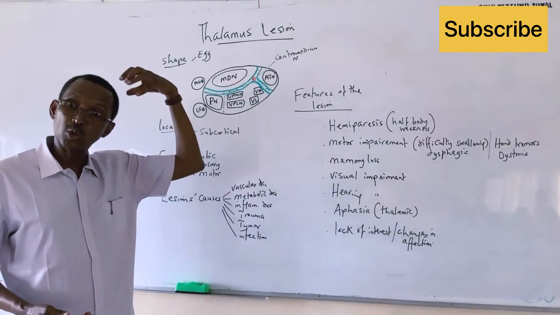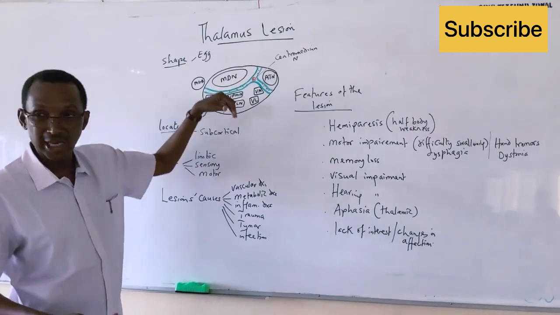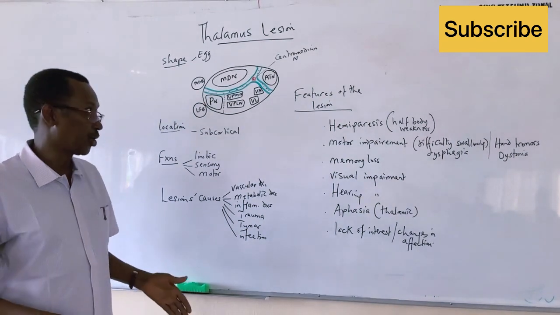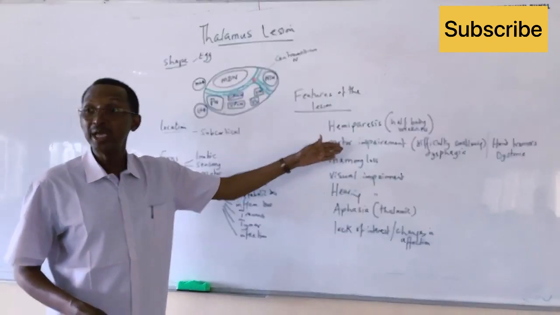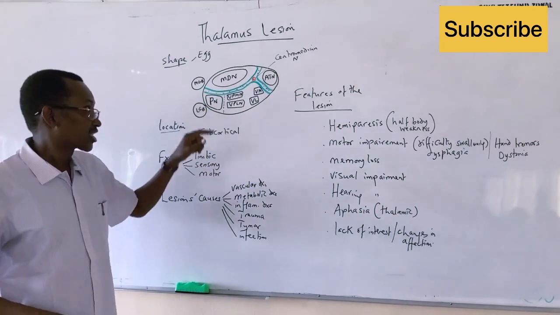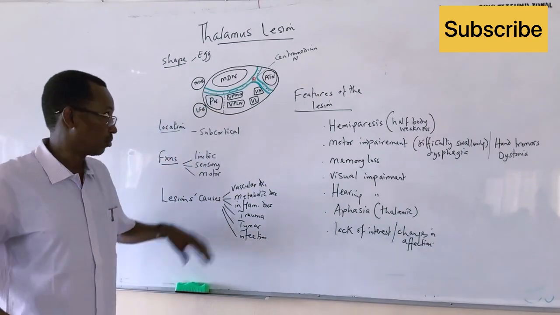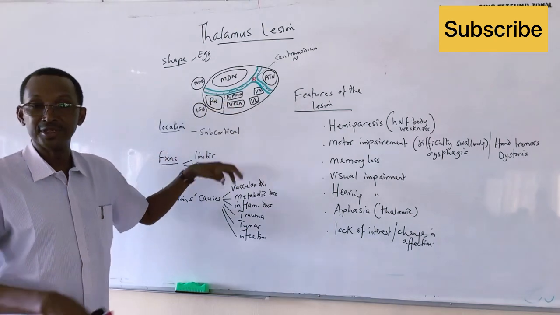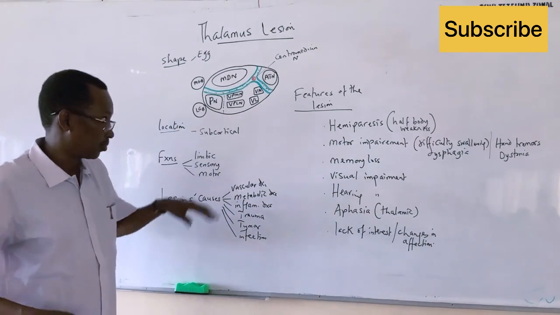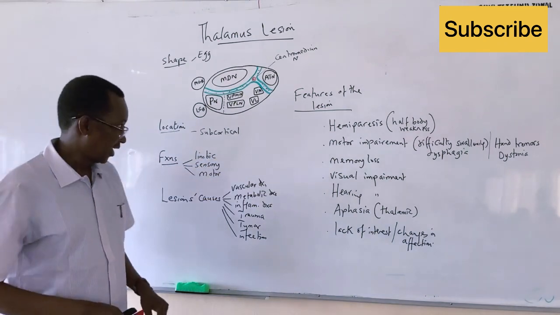Because the motor information or impulses, as they descend from the cortex, must pass through the thalamus before they finally go into the lower part of the brain, like the brainstem and the spinal cord. So there will be motor impairment if this lateral side of the thalamus is affected. Similarly, for sensations from the head and neck and the other parts of the body, if this side is affected, all these, vibration sense, pain, temperature, proprioception, and so on and so forth, from the head and neck and different parts of the body, sensation is going to be affected.